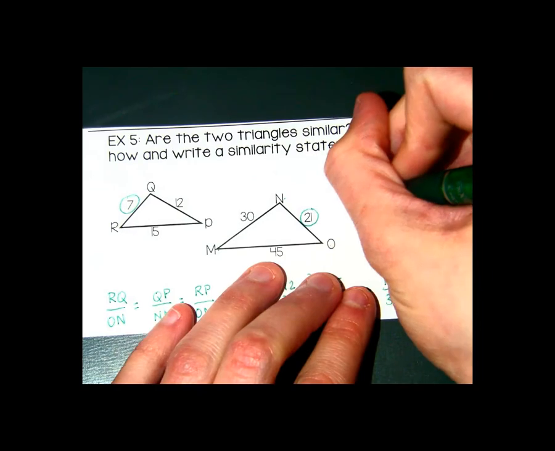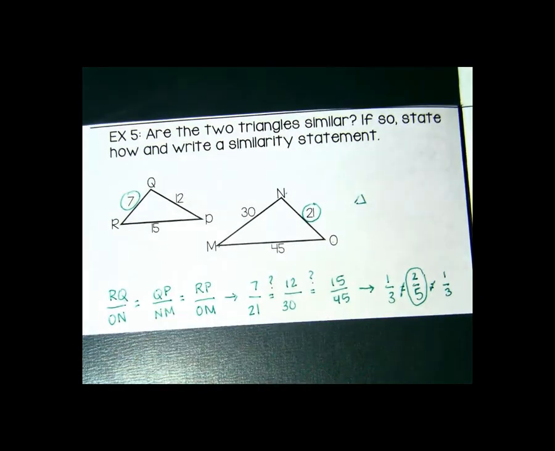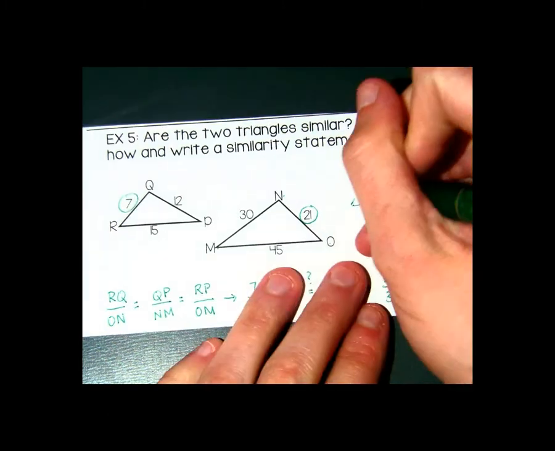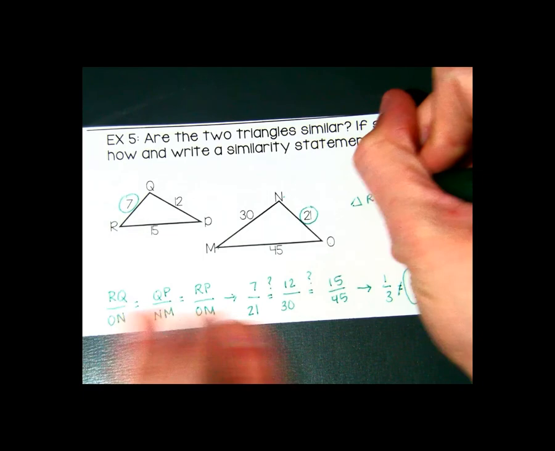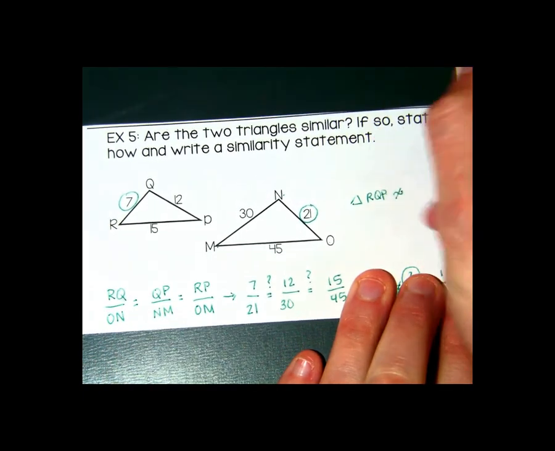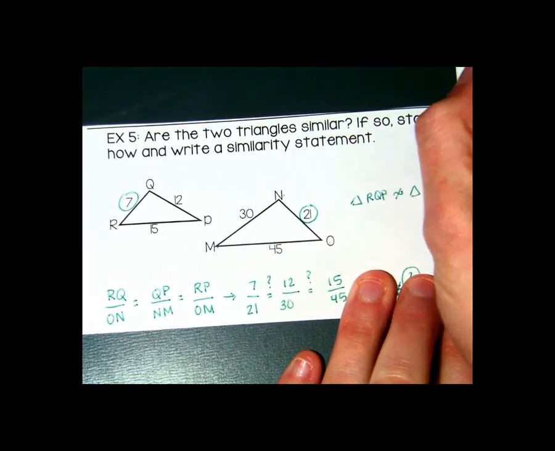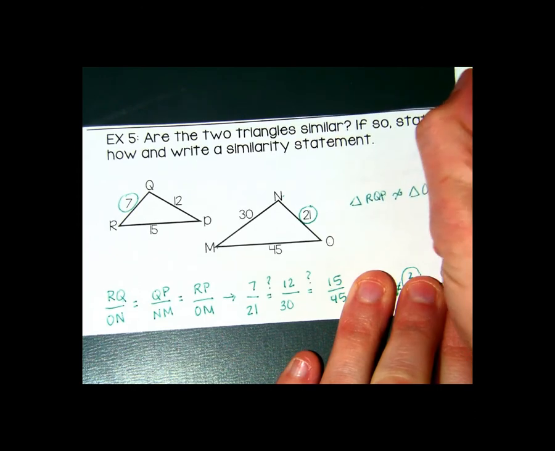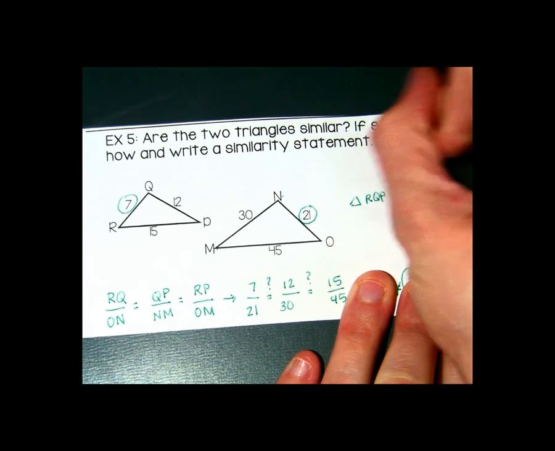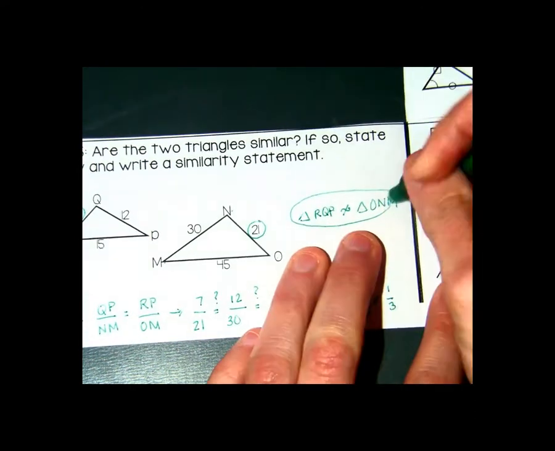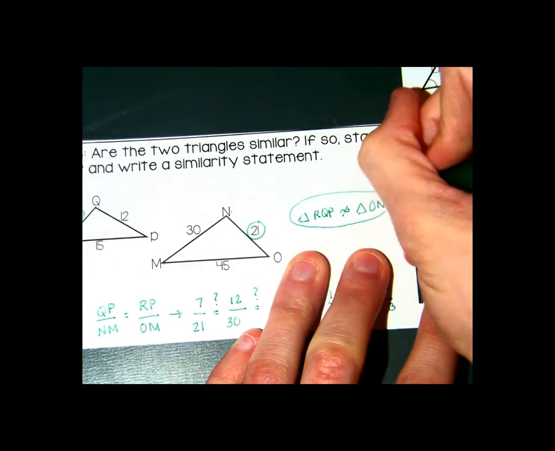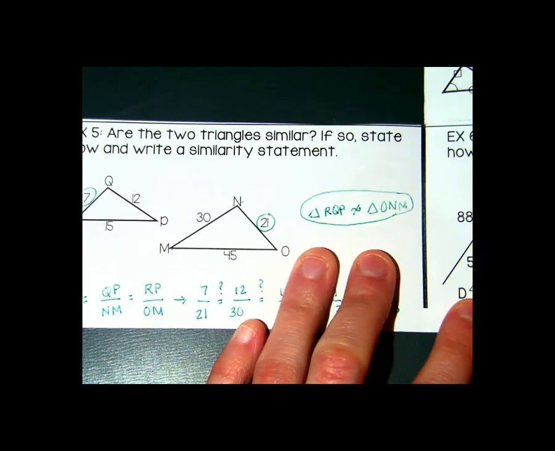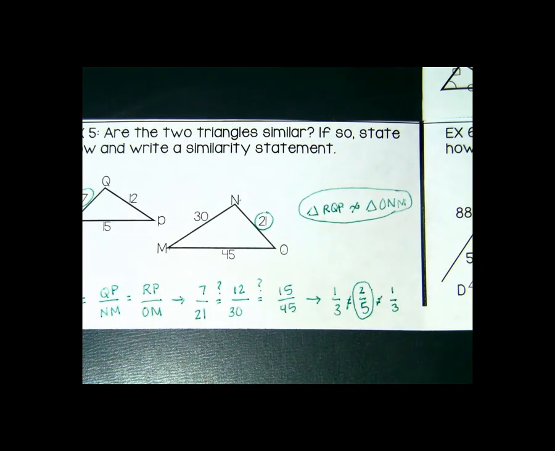So, triangle RQP is not similar to triangle ONM. Notice I wrote the statement anyway, but I put not congruent. Not similar. They are not similar. They do not have proportional sides. No matter if it's just one of them.